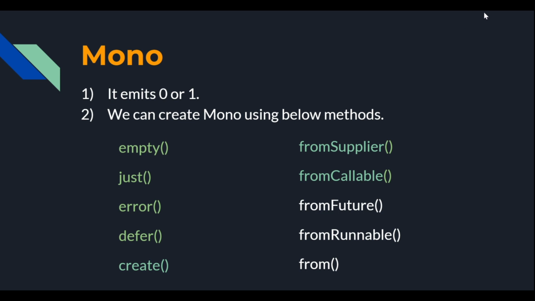Today we are going to discuss how to create a Mono publisher from future, from runnable, and from method. In the last video, we discussed creating the Mono publisher using the create method, from supplier and from callable, and what is the difference between from callable and from supplier.